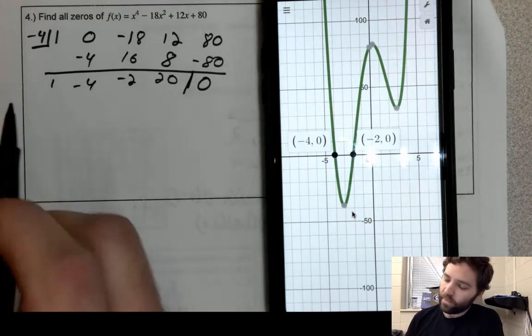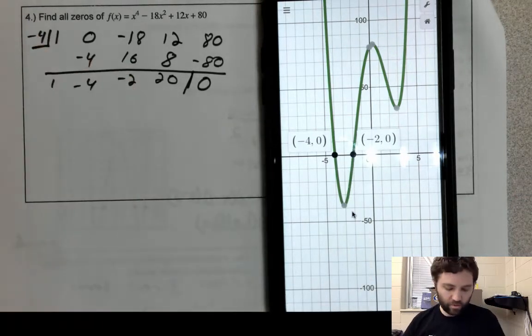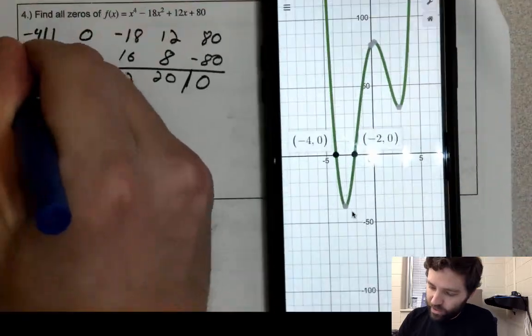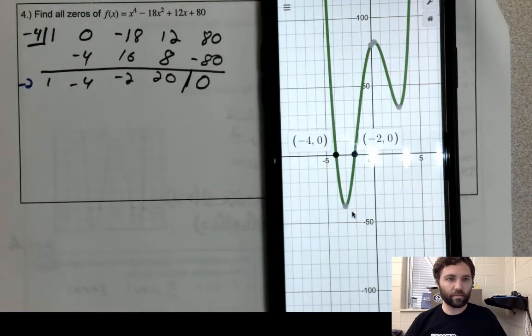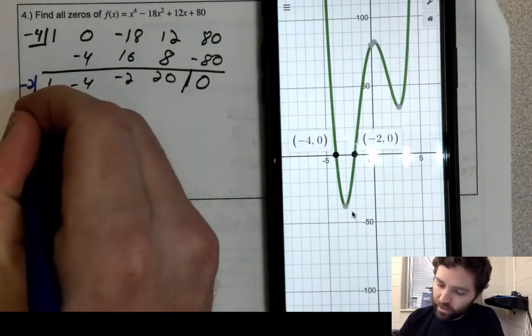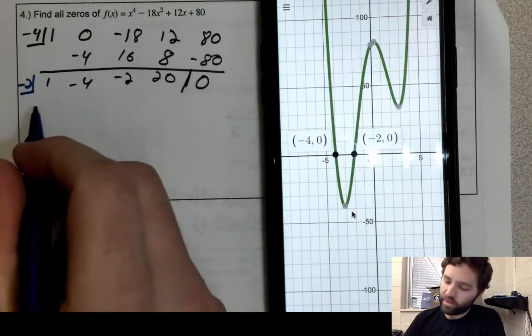All right, now -2 is also a 0, so we'll do it in another color here just to highlight what I'm doing. So I'm going to take -2 and, I guess we're good. Okay, -2, put that in the little box, and then we'll do synthetic division again.